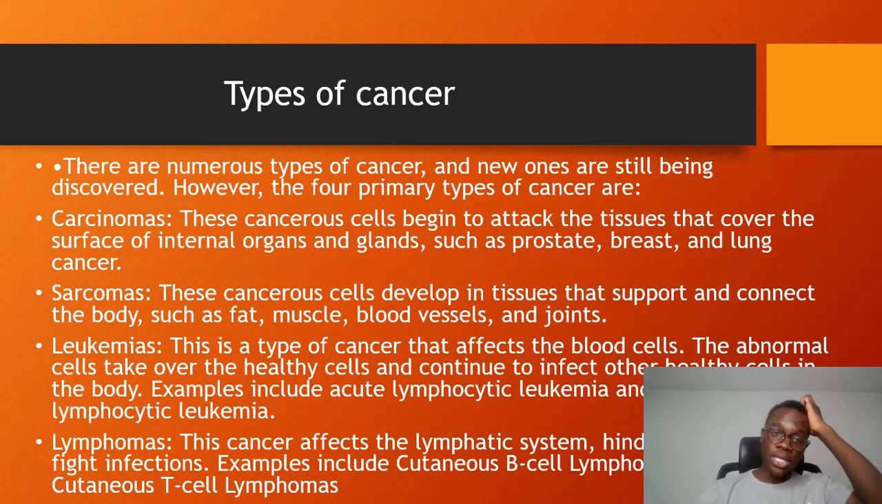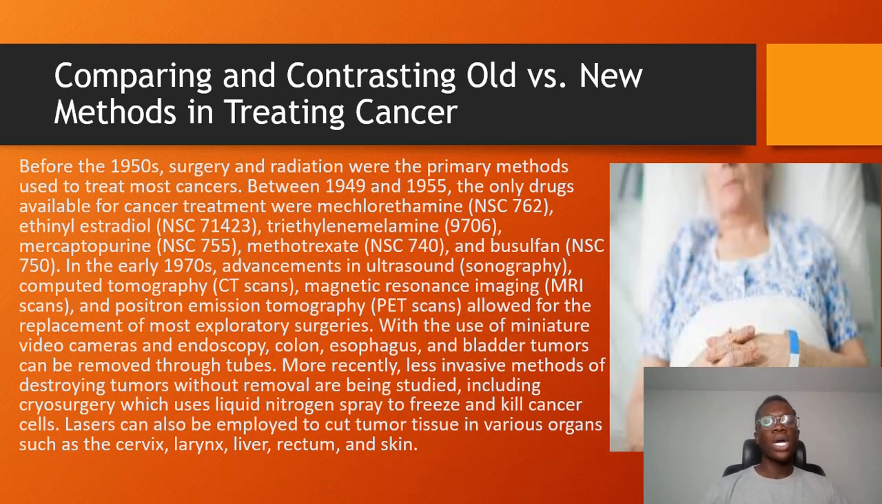Our last type of cancer is lymphomas. This cancer affects the lymphatic system, injuring its ability to fight infections. Examples include cutaneous B cell lymphomas and cutaneous T cell lymphomas. In this topic we'll also be comparing and contrasting old and new methods of treating cancer.